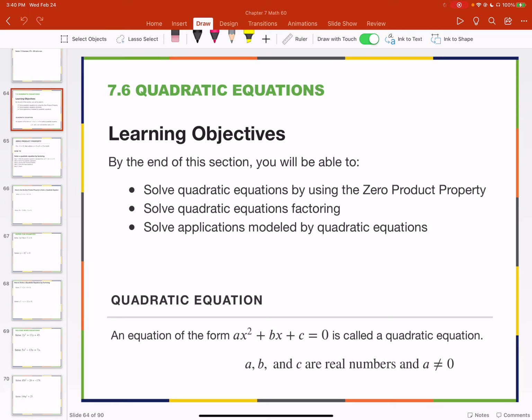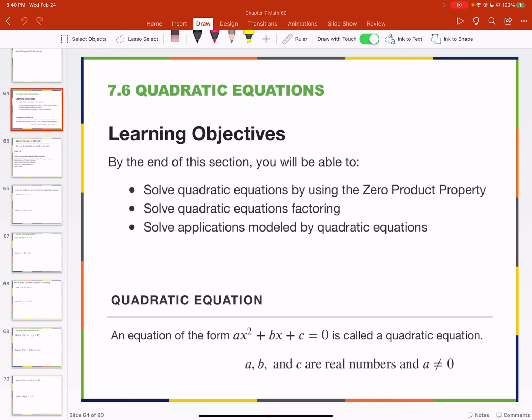Hello, welcome to 7.6, which talks about quadratic equations, which we've been covering anyway. Today we're going to be solving quadratic equations using what's called the zero product property. And then we're going to use factoring and maybe some applications if there's time. There is time. We're recording.